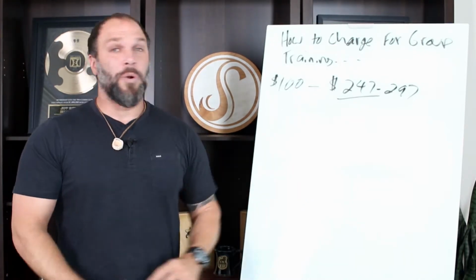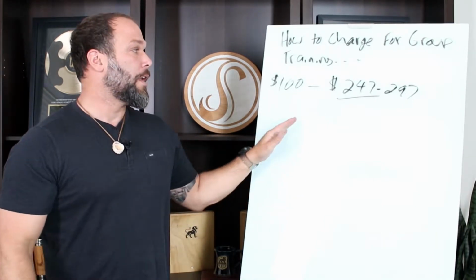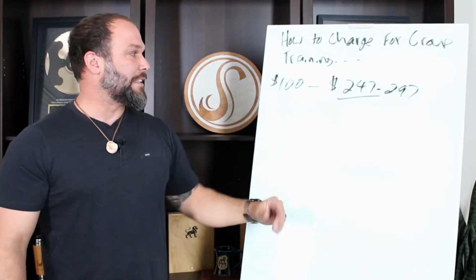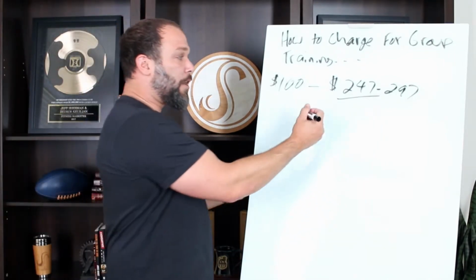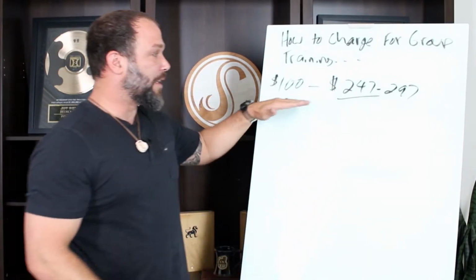If you come across that 247 is a steal, then you're going to be able to sell that all day long. It's going to be easy. So if you can't sell at 247 because you just don't believe that it's worth that, you're better off going down to 197 or even 147.